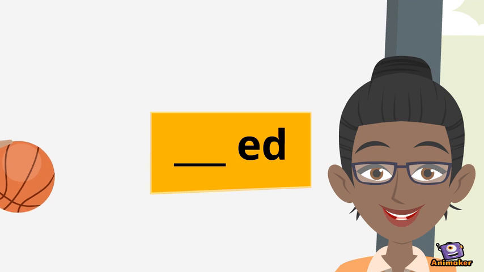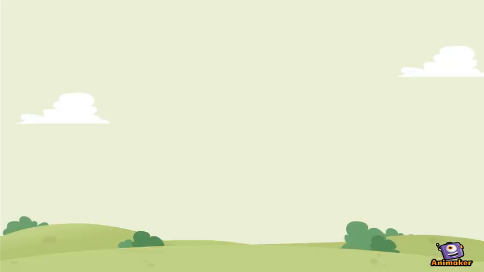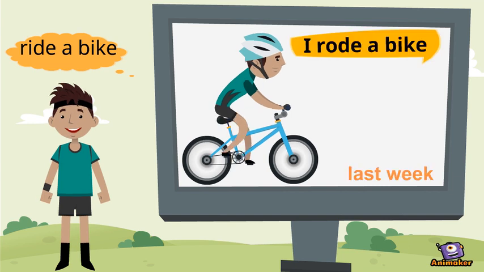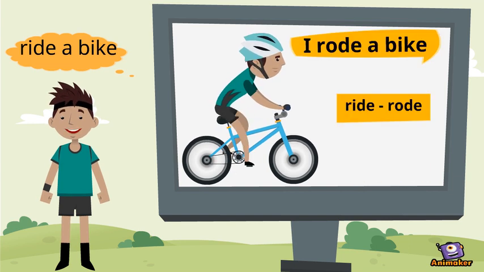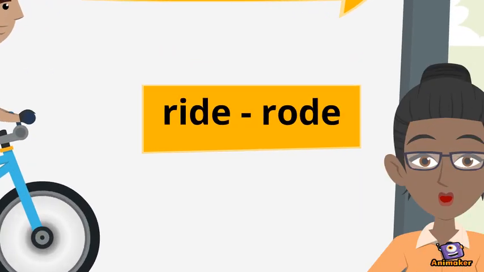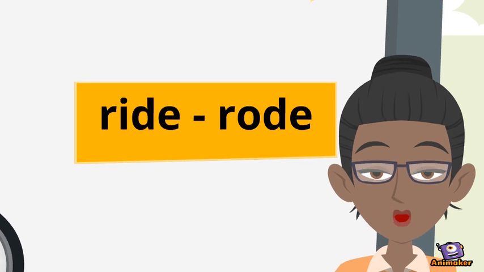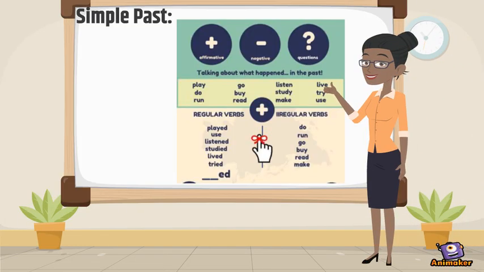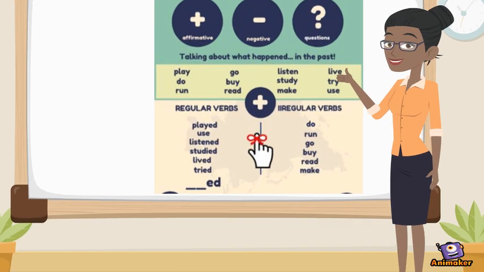Play, played. His favorite hobby is to ride his bike, and he rode his bike last week. Remember, irregular verbs, you have to remember. Ride, rode. In affirmative sentences, you have to remember that the verbs are divided into regular verbs and irregular verbs.